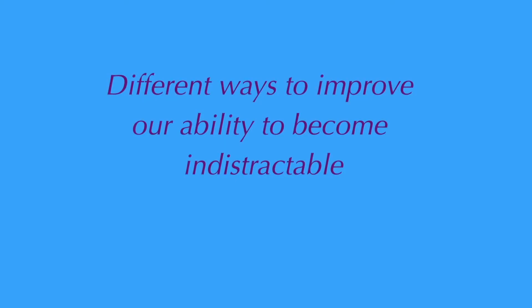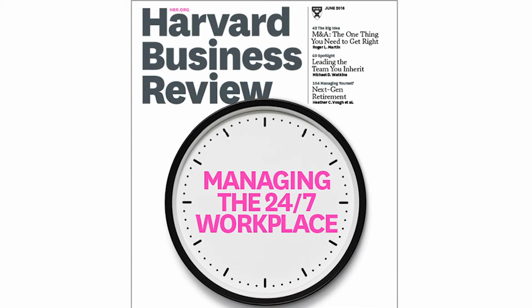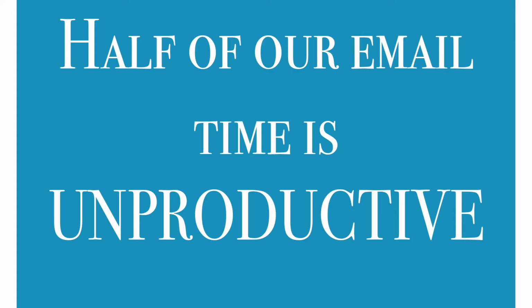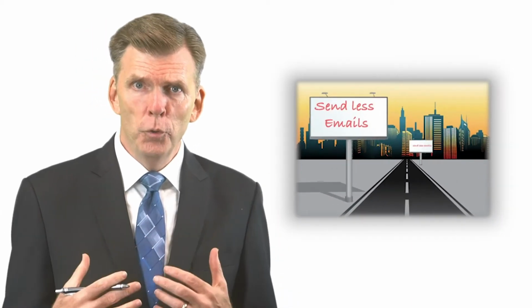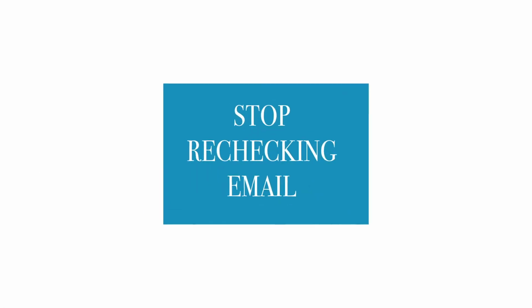Here are a number of ways to improve our ability to become indistractable. Hack back your email. Researchers shared in the Harvard Business Review that half our email time is unproductive. First, send less email. To receive fewer emails, we must send fewer emails.